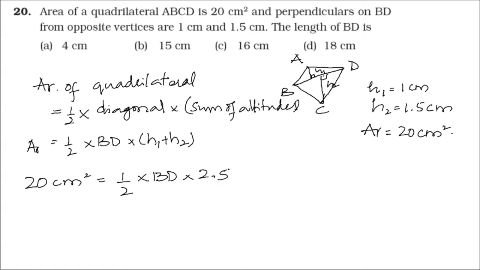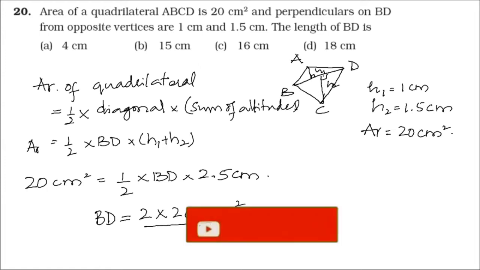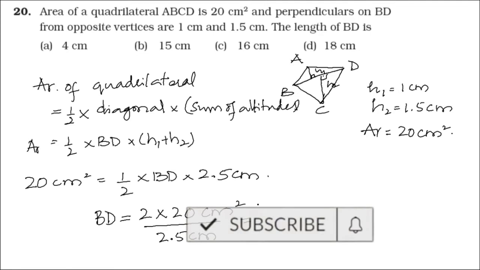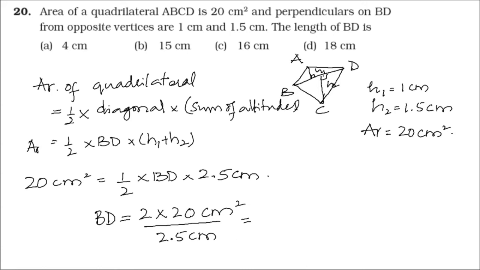It becomes 2.5 centimeters. So we can do cross multiplication. 2 times 20 centimeter square, then it has to be divided by 2.5 centimeters. Let's simplify. This will become 40. So 2.5 when you multiply with 16, it becomes 40. So we get it as 16 centimeters. This is the length of the common diagonal.